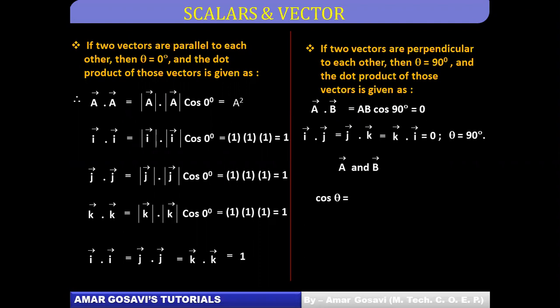Now if I want angle theta in this case, from the definition you can see A bar dot B bar is AB cos, and instead of 90 let's put theta. So cos theta will be given as A bar dot B bar divided by the magnitude of A bar multiplied by the magnitude of B bar. This is how you can find the angle between two vectors, friends. That is cos theta. All right.